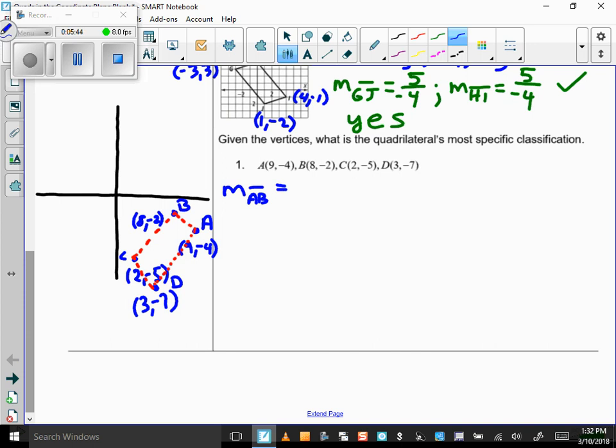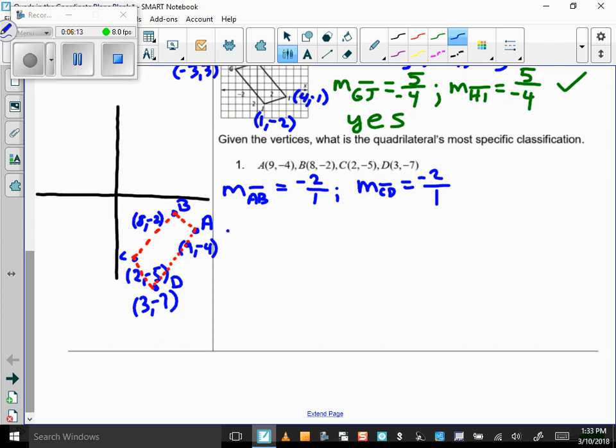And that's going to be -4 plus 2, so -2, and 9 minus 8, that's 1. So the slope is -2. All right, and then we want to find the slope of the opposite side. So that's going to be CD. The slope of CD is -7 plus 5, which is -2, and 3 minus 2, which is 1. So those two sides, that set of opposite sides, is parallel.